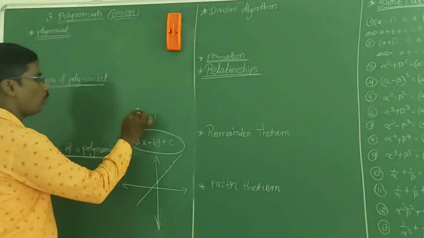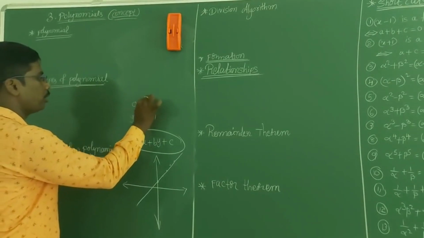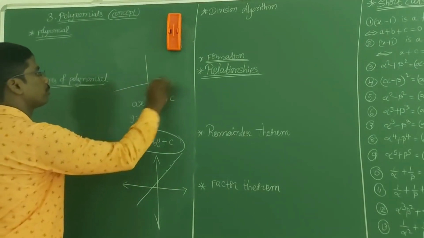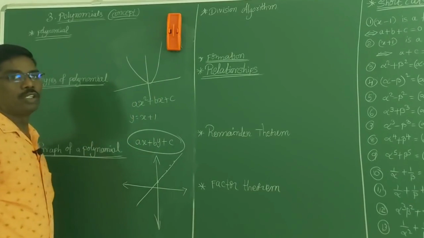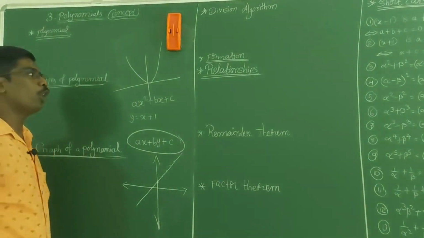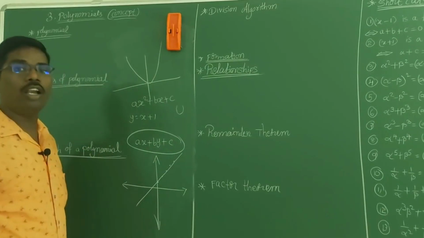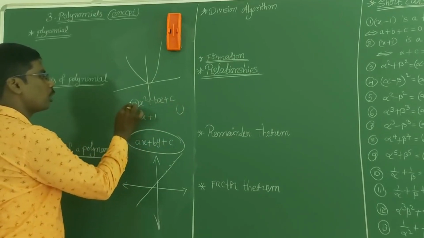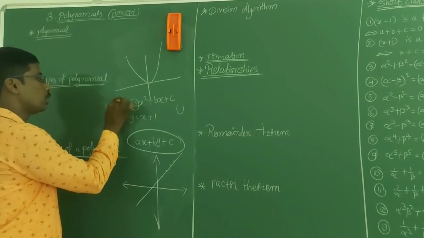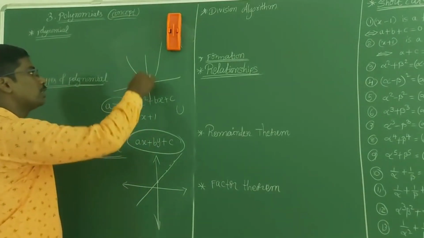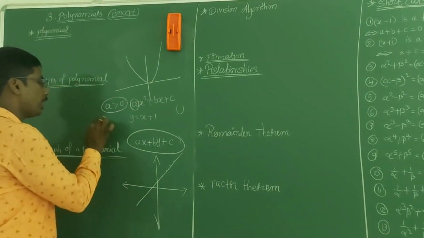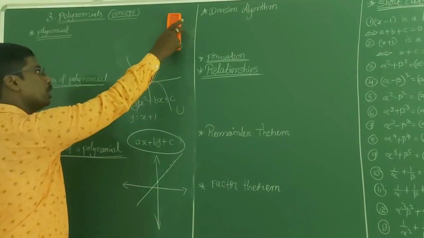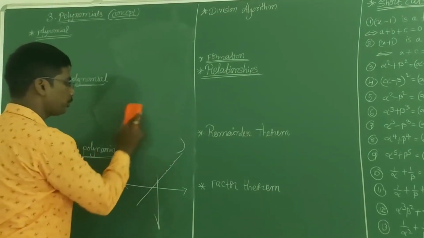Now I will take a quadratic polynomial, ax square plus bx plus c. If you take a quadratic polynomial, then you will get a parabola, or U-shape diagram. In this ax square plus bx plus c, if the coefficient of x square, a, is greater than 0, then the graph opens upwards. If a is less than 0, then the graph opens downwards. These are very important things we have to learn. Now I will explain. See here.